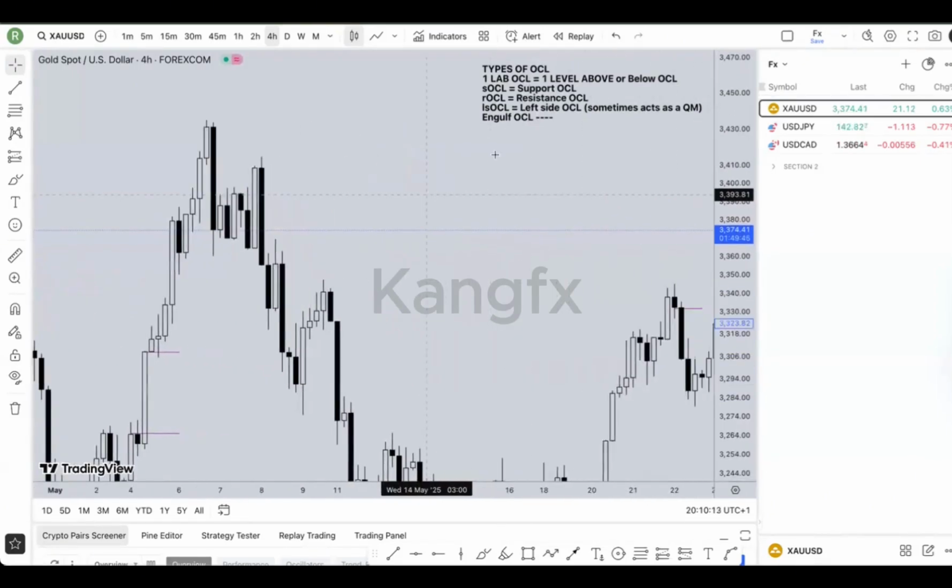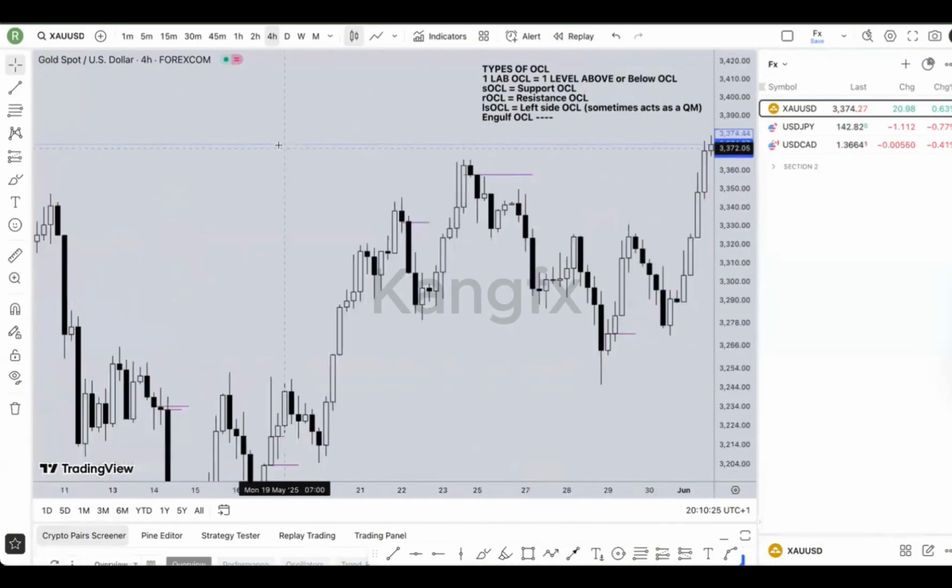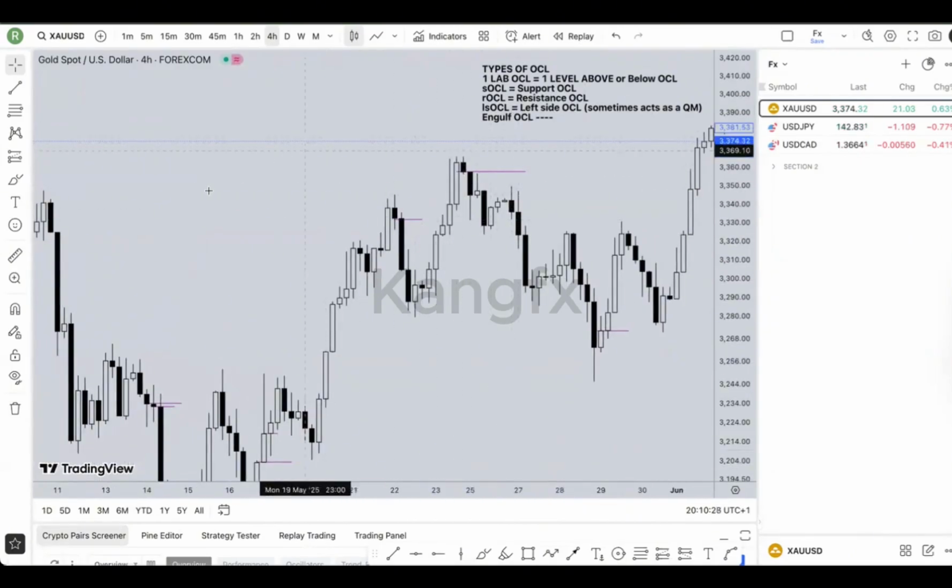Now let's go into LS OCL, which means left side OCL. These are OCL that act as QM sometimes. They are not QM, so don't mistake it. QM is very powerful, so this one is not a QM. This thing is OCL. I have the video of this one on my TikTok page, but I'll still explain it here.